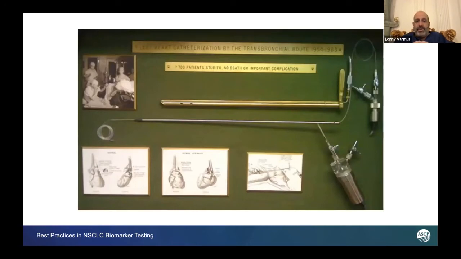There was earlier concern that this might be dangerous early on in the world of TBNA. This is an old study and actually an old display that I found at Hopkins years ago, where from 1954 to 1963 they actually did the first left heart caths. They did that before there was real technology like there is today for interventional cardiology, allowing for flexible catheters. We only had rigid instruments.